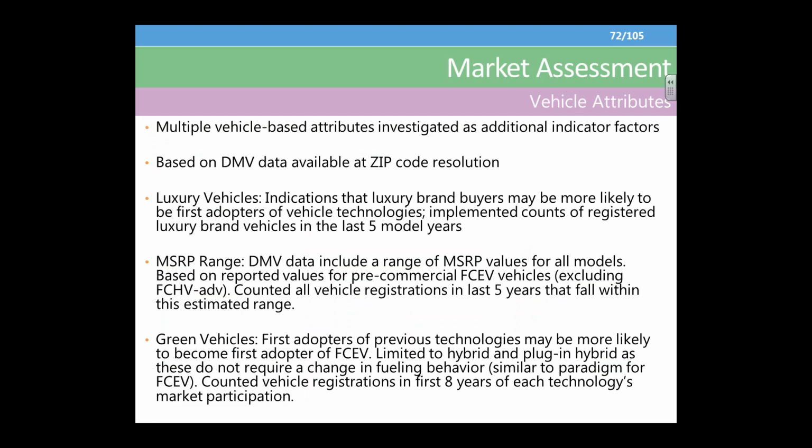Then looking at vehicle attributes, we utilize multiple vehicle-based attributes that we investigate as additional factors. They're all based on DMV data at the zip code resolution, and there were 3 of them that we looked at. There are indications, historically, that luxury brands typically get the technology first and then it trickles down. So luxury brand buyers may be more likely to be first adopters of vehicle technologies.